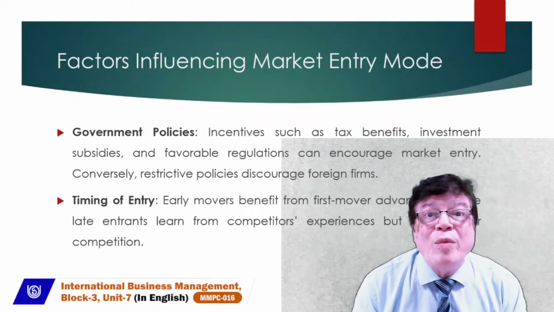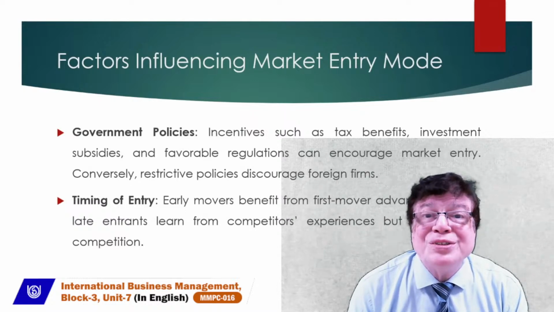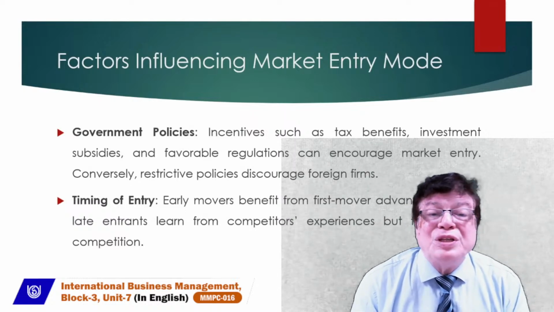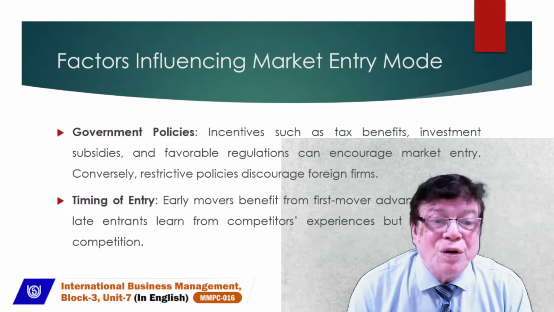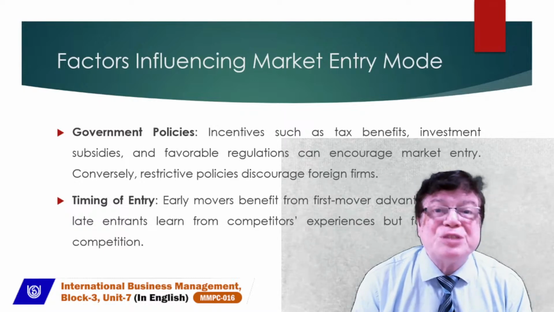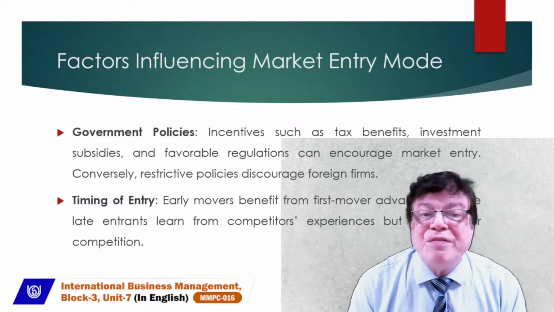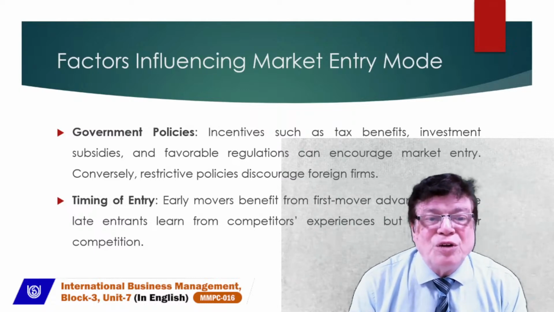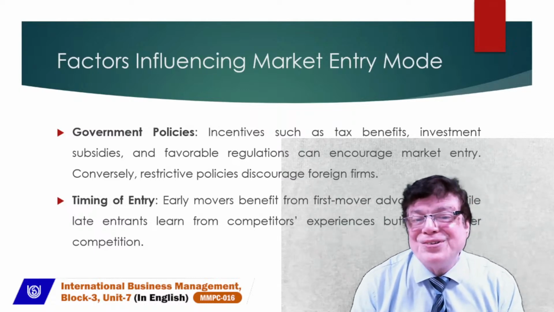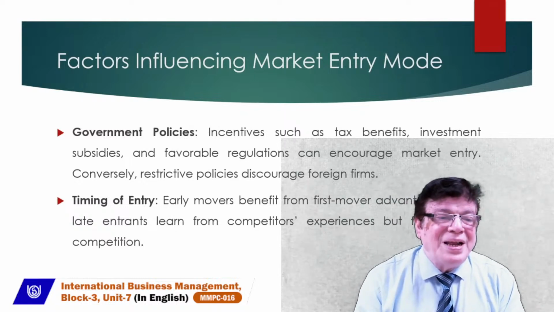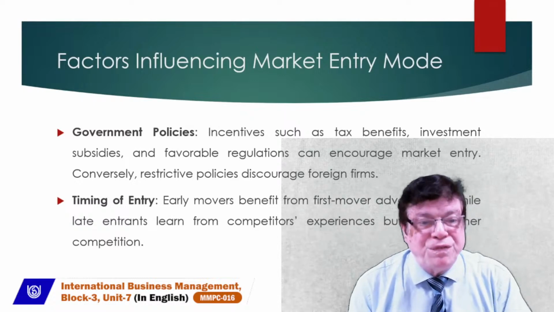Next factor is government policies. What are the government policies? Whether they are liberal or not. Government policies, incentives such as tax benefits, investment subsidies, and favorable regulations can encourage market entry. Conversely, restrictive policies discourage foreign firms. Then next factor is timing of entry.